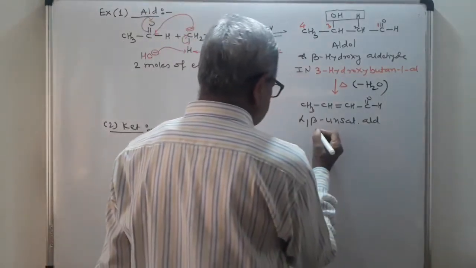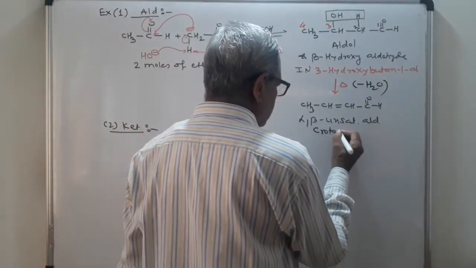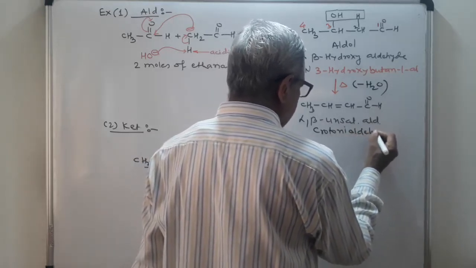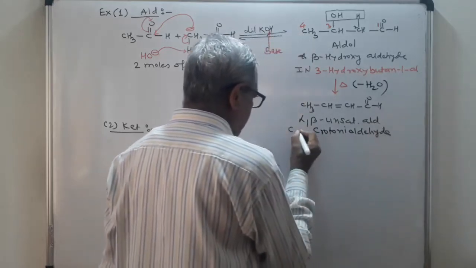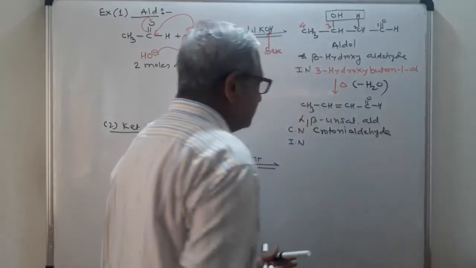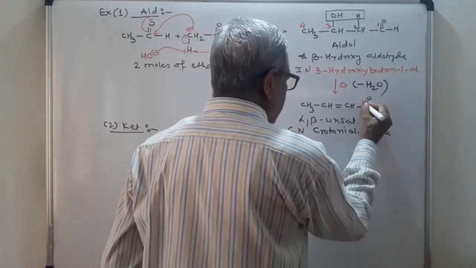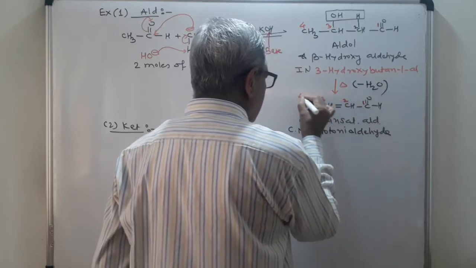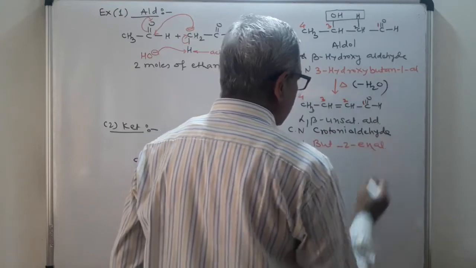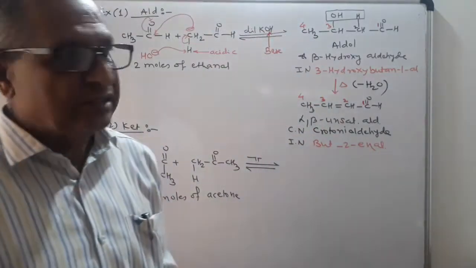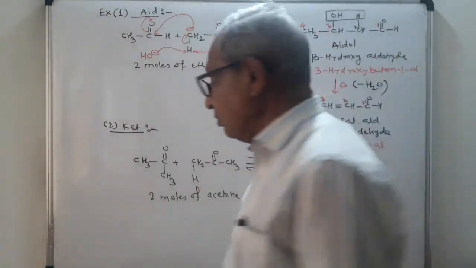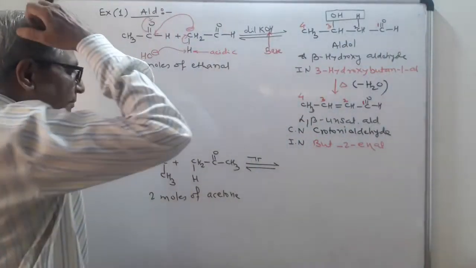This is known as crotonaldehyde. This is the common name. IUPAC name, see here. You will give the numbering here like this. Aldehyde group is always number 1, 2, 3, 4. It is but-2-enal. The rule is there. CHO group is always number 1. So we completed the first example of aldehyde.